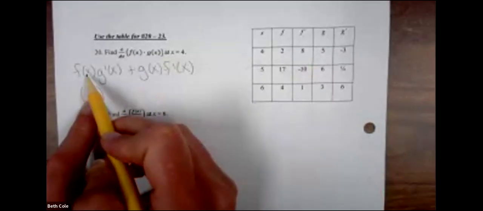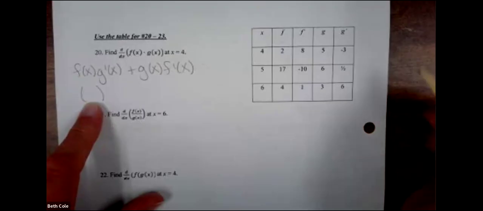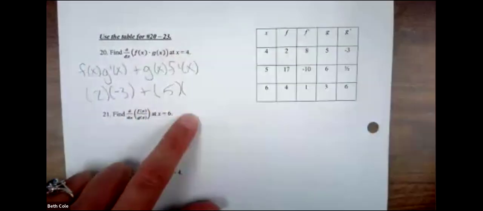All right, so we're gonna see who can read a table. What are we plugging in? 4? What's f of 4? Can you find that? 2. Good job. g prime of 4. Perfect. Plus g of 4 is 5, and f prime of 4 is 8.